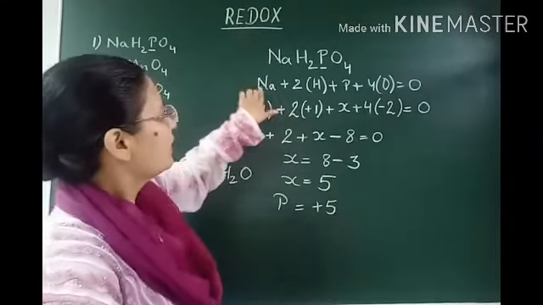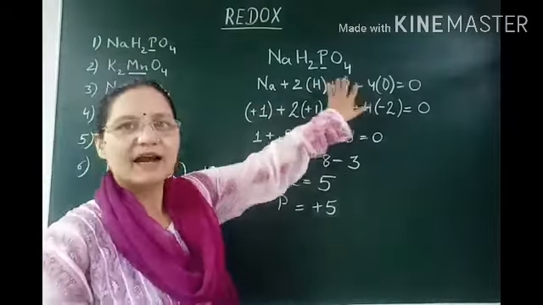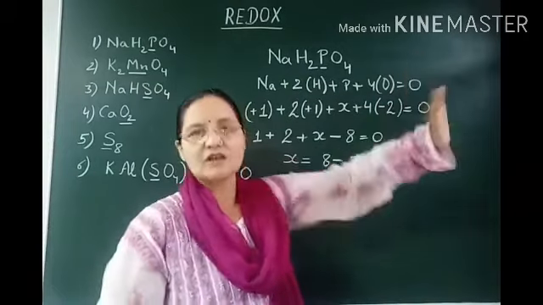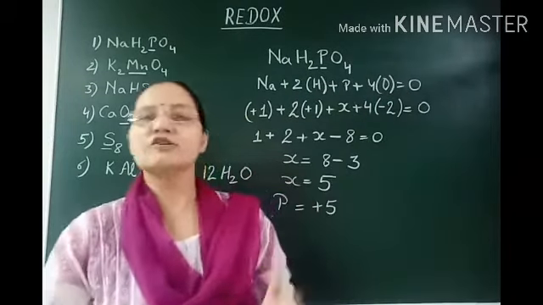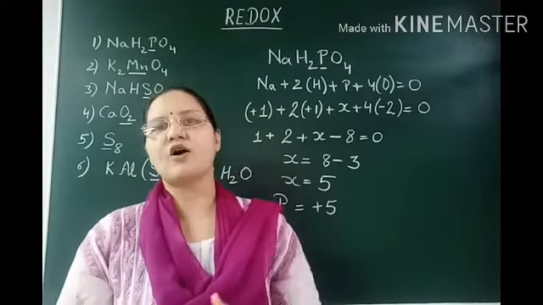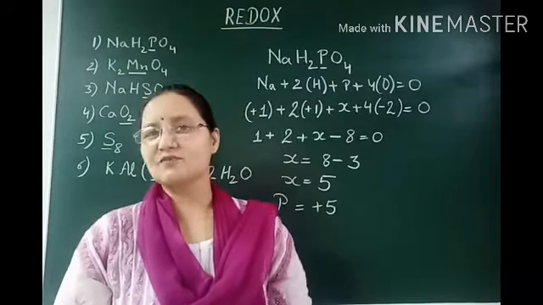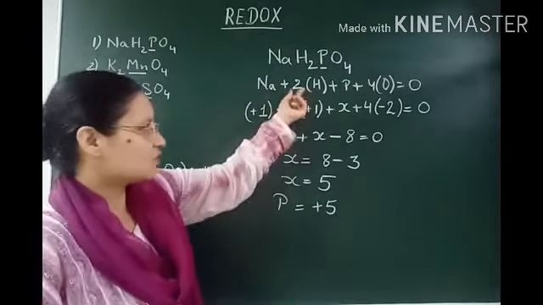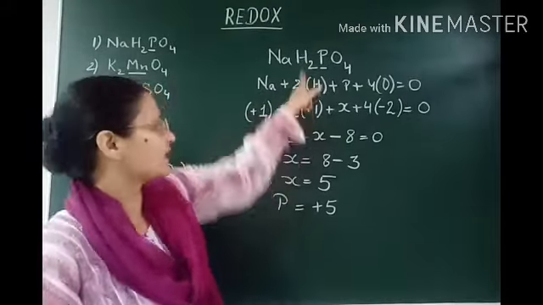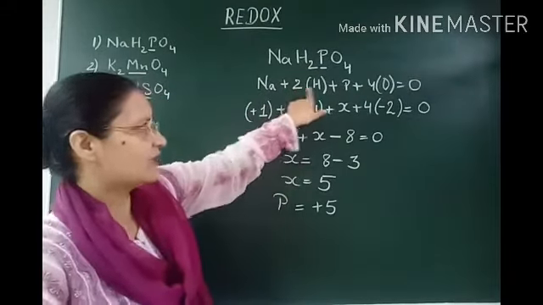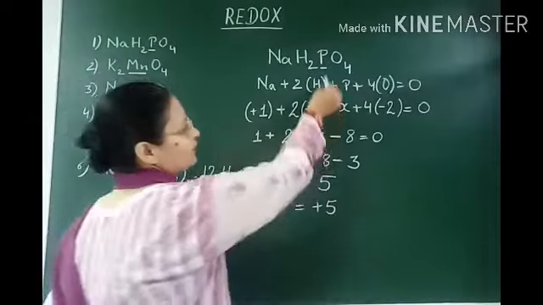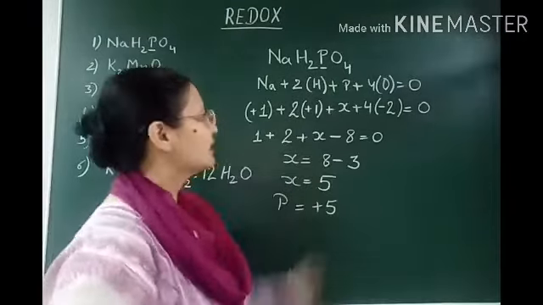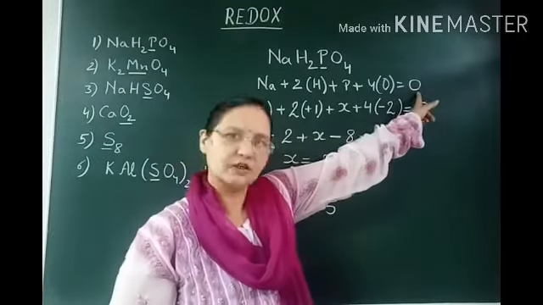Let us explain once again. I have written the names of all the elements and added them with each other to get the total oxidation number 0. Because our rule says that in a neutral molecule, the total sum of the oxidation numbers of every atom of an element must be 0. So Na plus 2, where 2 is the number of hydrogen atoms, H2, so I have written 2 over here and hydrogen here. Plus phosphorus plus oxygen, where 4 is the number of oxygen atoms. And the total sum of all is equal to 0.